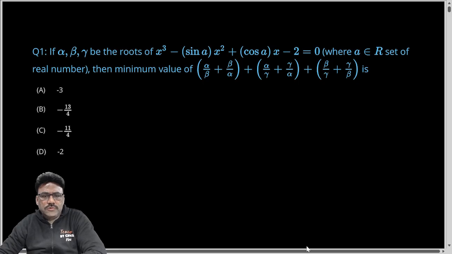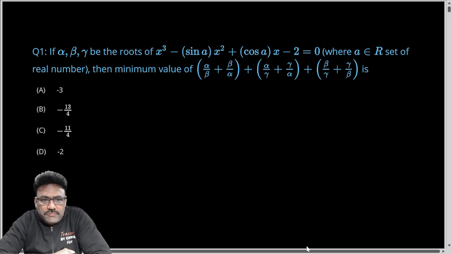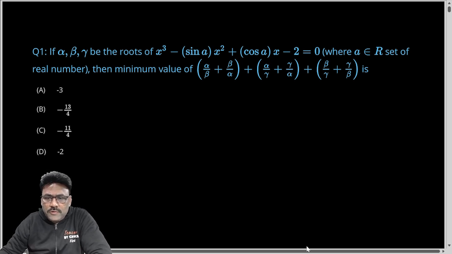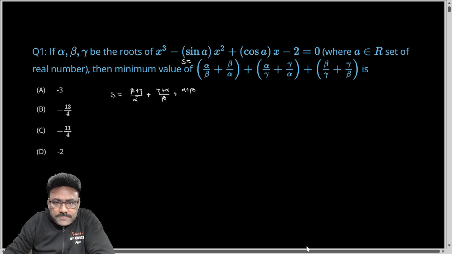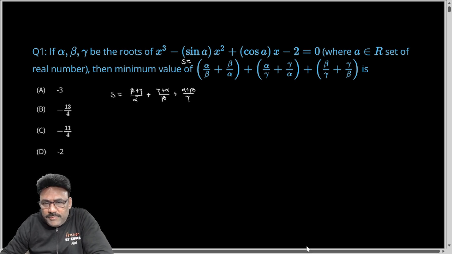And here is the question on your screen based on theory of equations. So alpha, beta, gamma are the roots of this cubic, and you have to get the minimum value of this expression. Let me call this given expression S. I can rewrite it as beta plus gamma by alpha. Basically, I'm writing the two terms having the same denominator alpha together. Then gamma plus alpha by beta, and then alpha plus beta by gamma. So this expression can be written like this.